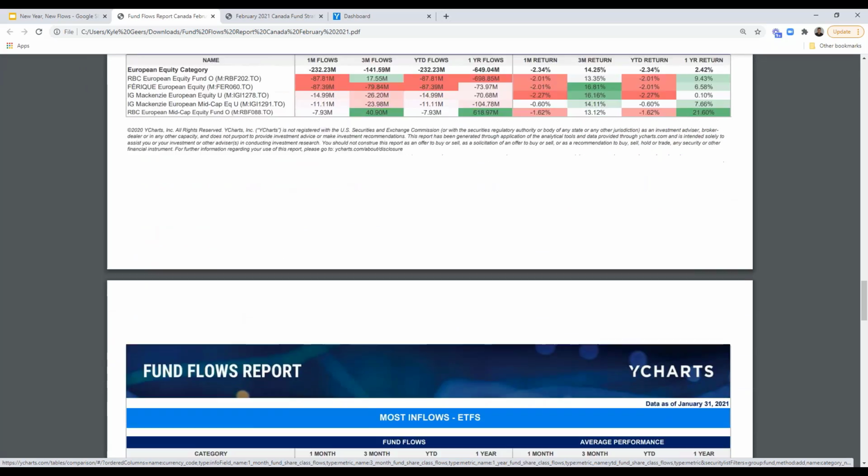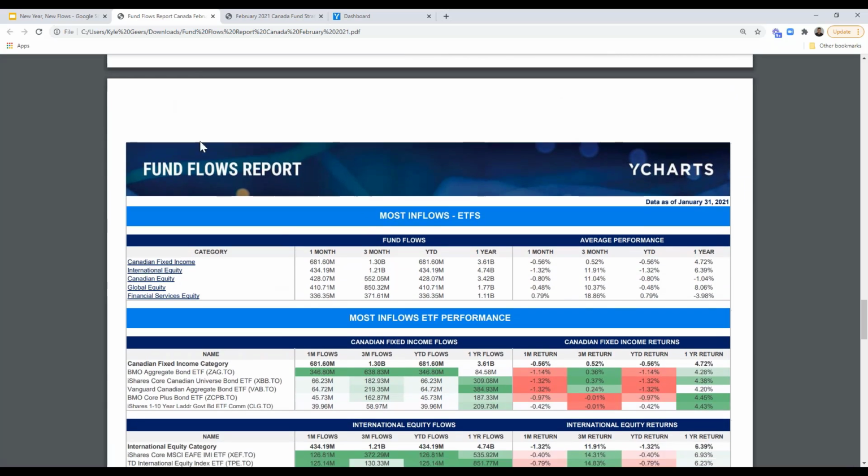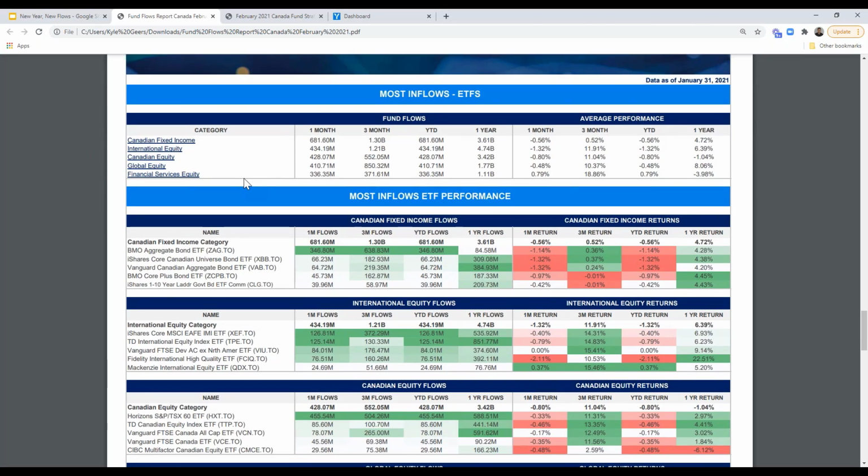Our next section is going to cover ETFs. And here we're seeing Canadian fixed income, international equity, Canadian equity, global equity, and financial services. So once again, a lot of international or global with the falling US dollar that has played a major role in the opportunities abroad. And financial services, we've been seeing a lot of too. We've been seeing that in the US as well. A lot of people getting into banks because it might be the value play.